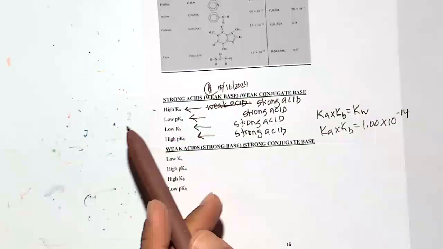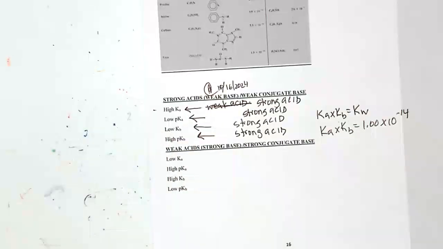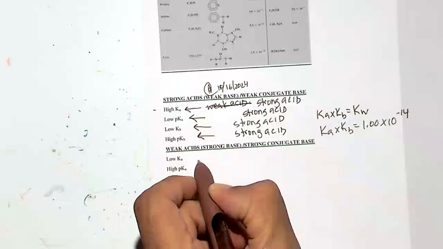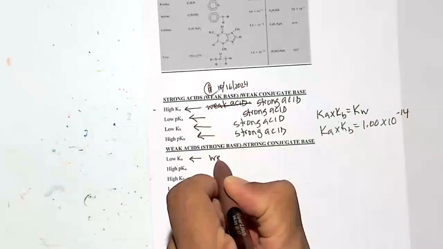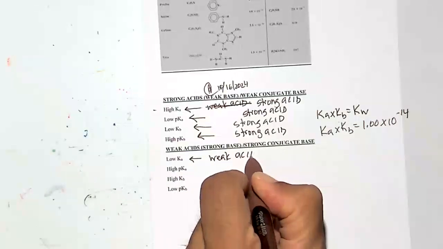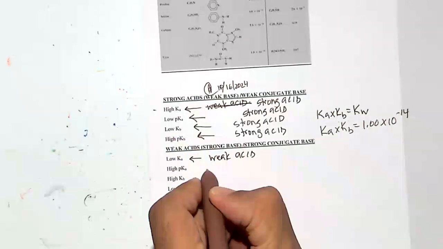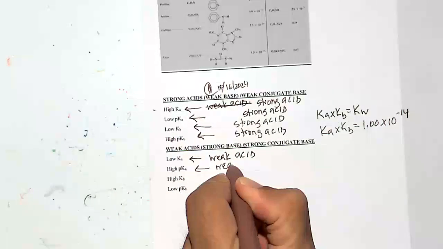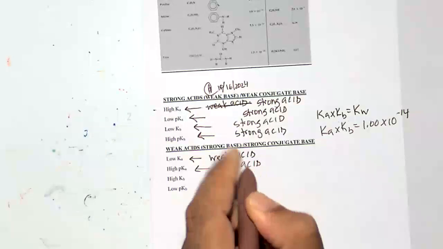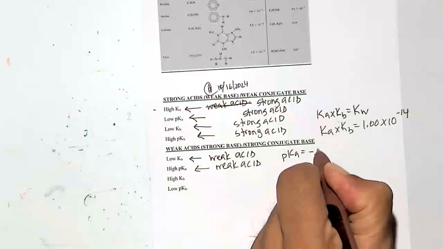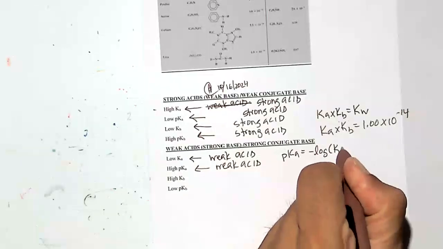So this represents the situation of strong acids. What represents the situation of a weak acid or strong base would be this. Okay, low Ka means a weak acid, a very small number. This is where we use the low ionization assumption. High pKa means a weak acid. Do you remember the formula for pKa? pKa is minus the log of Ka.